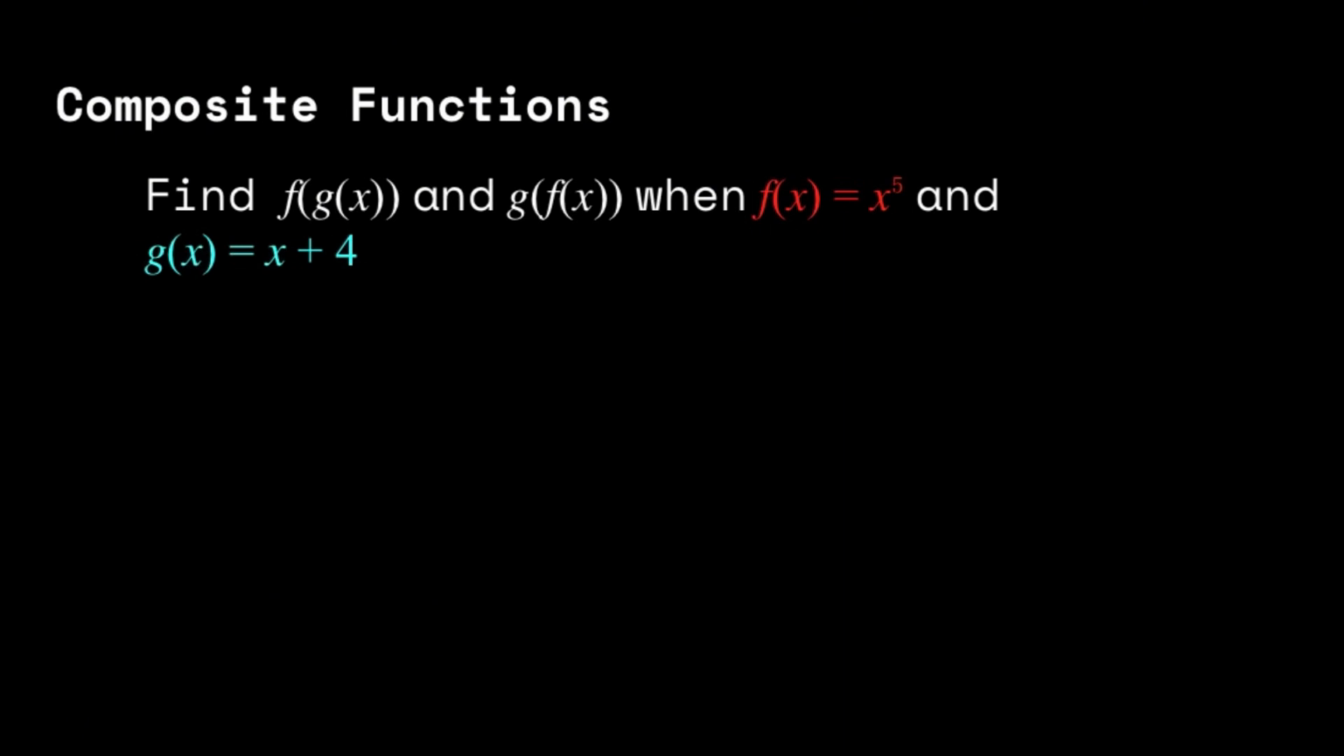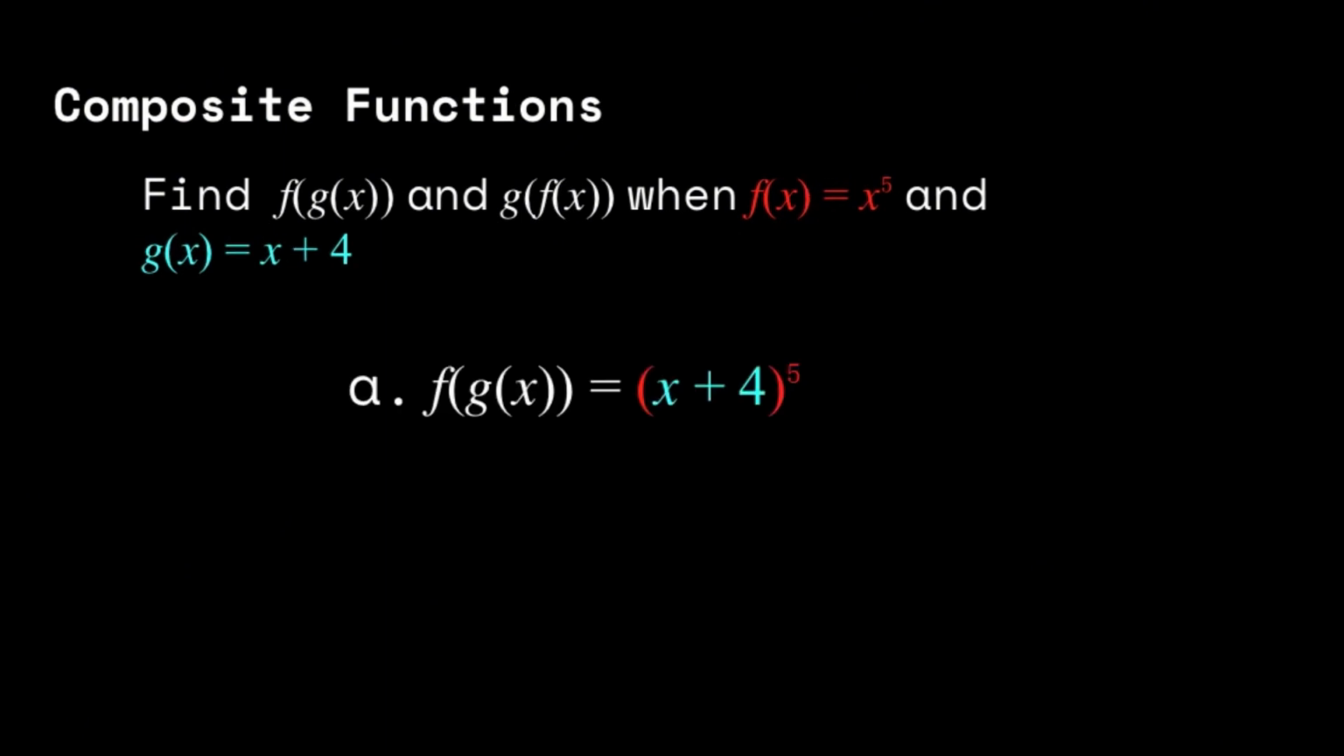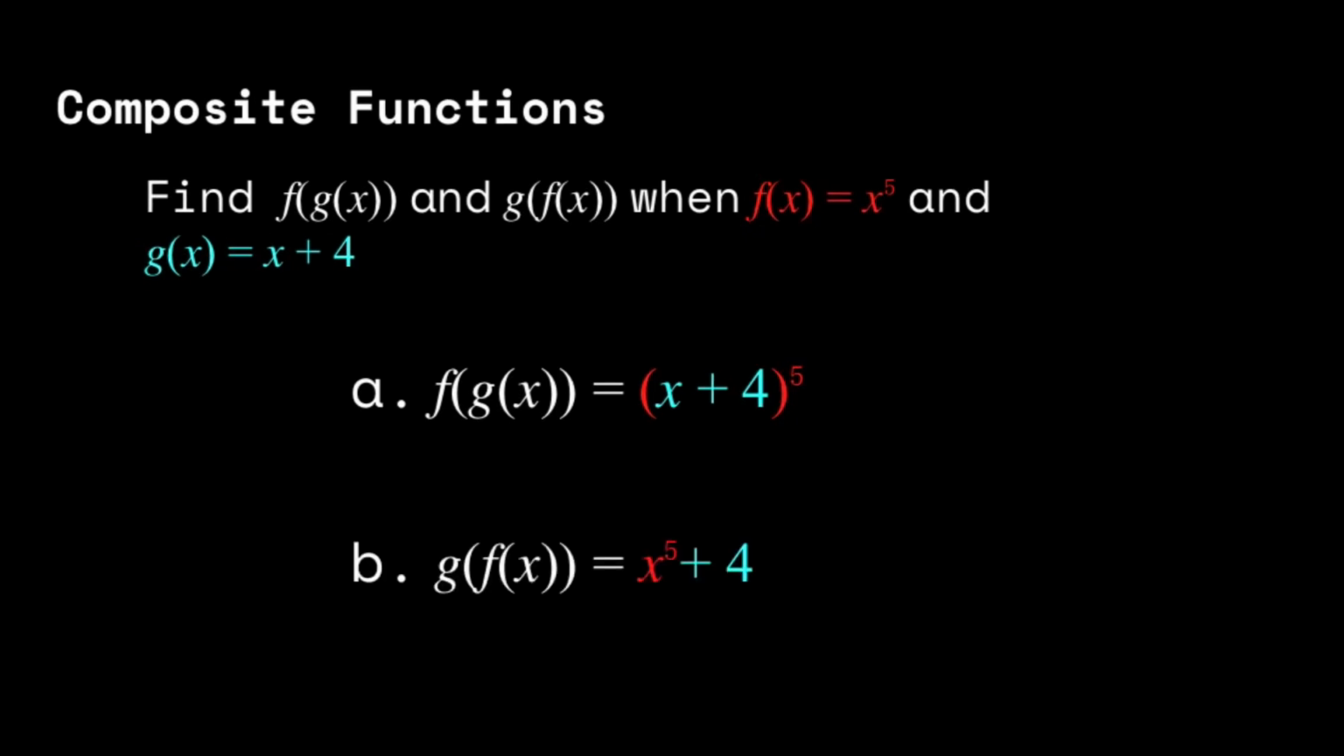So let's say we have this example here where you want to find f of x, except x will now be g of x. You do this by plugging in x plus 4 into x to the power of 5. Then, to find g of x, where x is now f of x, you would do the same thing as you did with a. You would plug in x to the power of 5 into x plus 4.